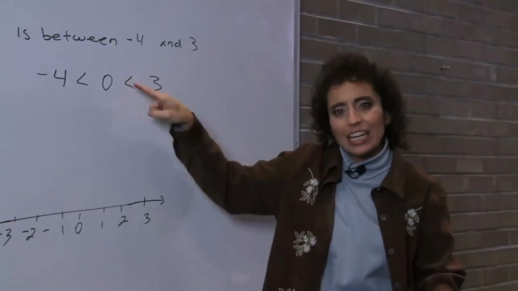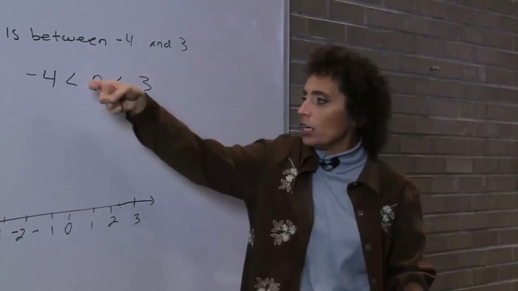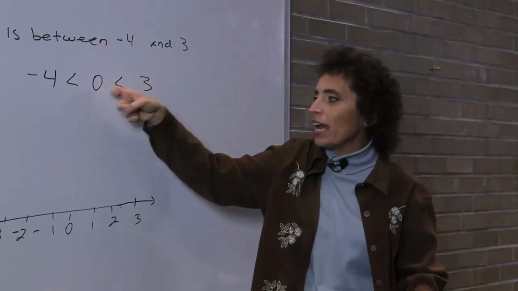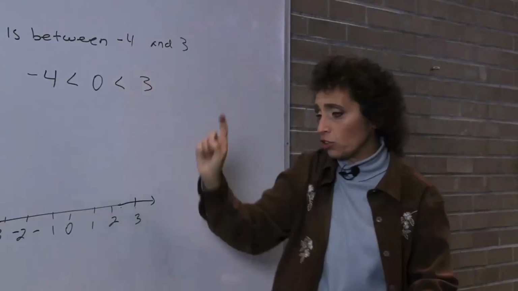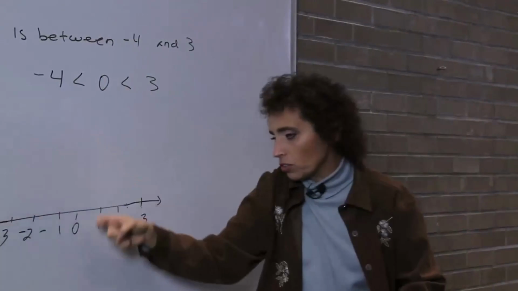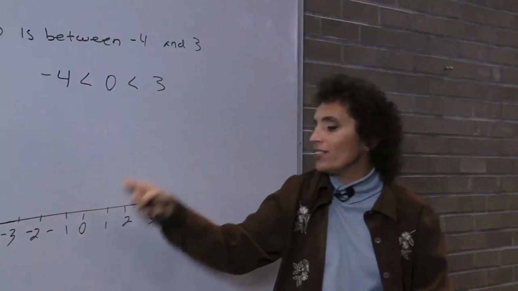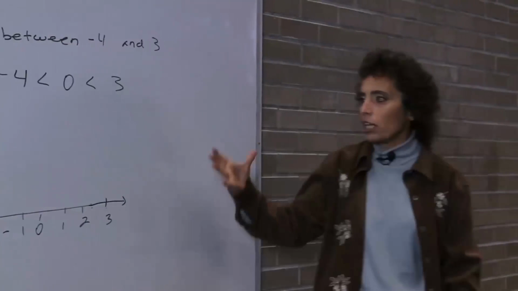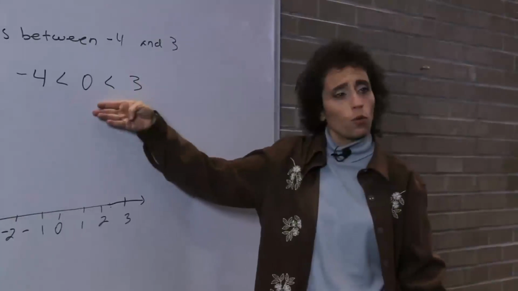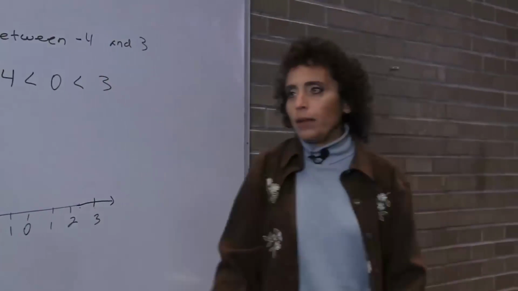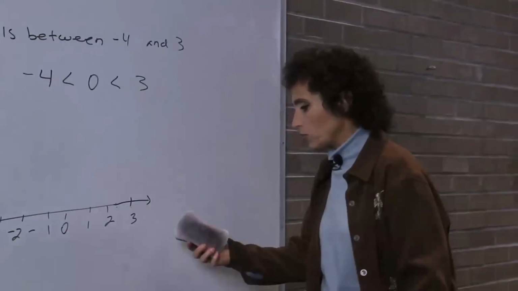It's called a double inequality because there's two inequalities. Negative 4 is less than 0 and 0 is less than 3. And that's true. Negative 4 is less than 0 because it's to the left, and 0 is less than 3, which is true. So that's what we want you to do. We want you to write it in this form. Okay? All right. So you try the next two.